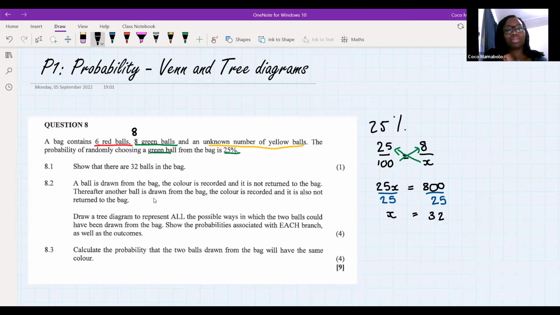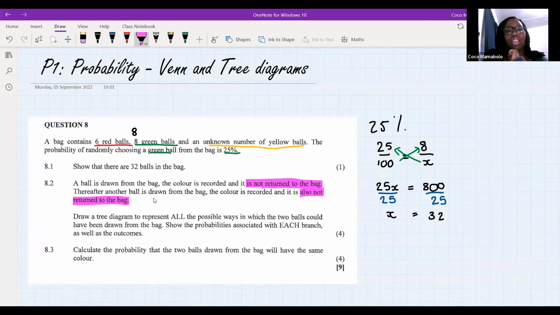All right, let's read 8.2. It says, a ball is drawn from the bag. The color is recorded and not returned. And that's a very important part of this, that it is not returned to the bag. So that's something very important that we need to be aware of. And then it says, thereafter, another ball is drawn from the bag. The color is recorded and it is also not returned to the bag.